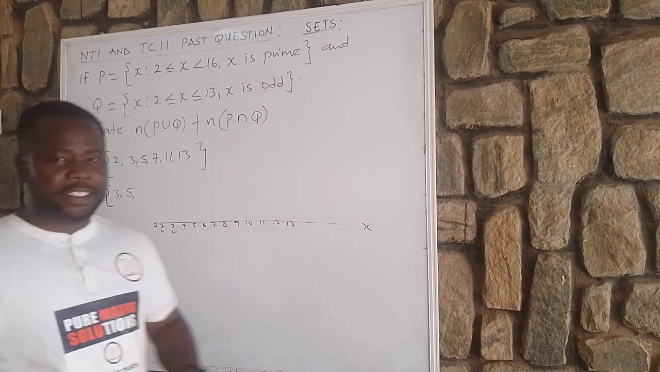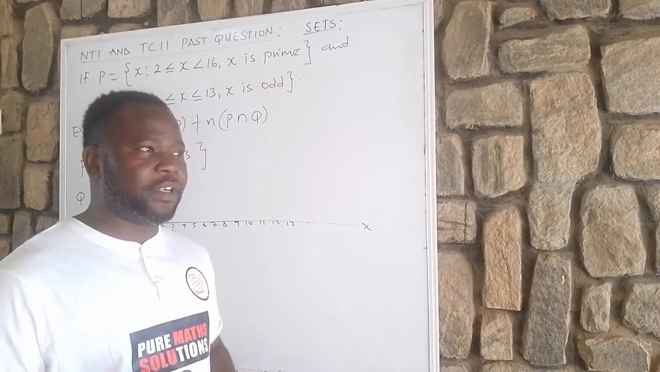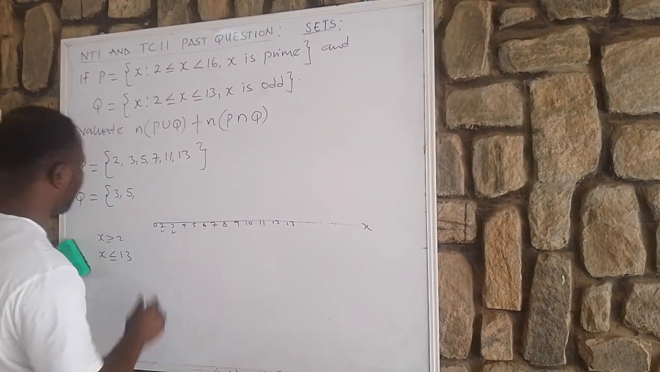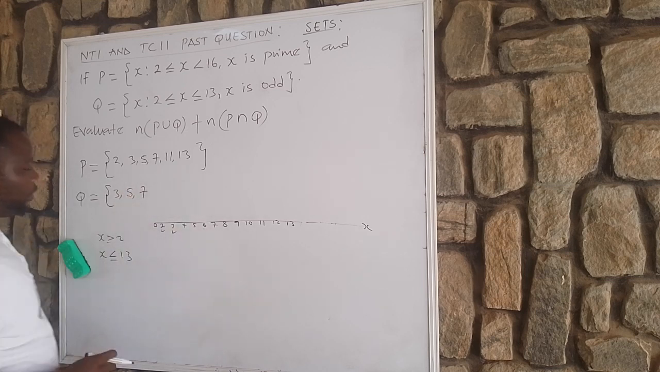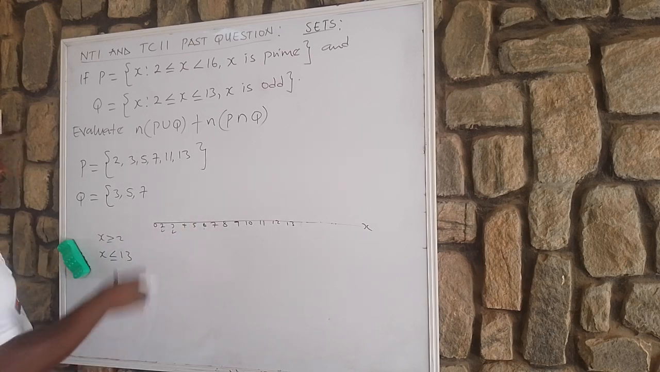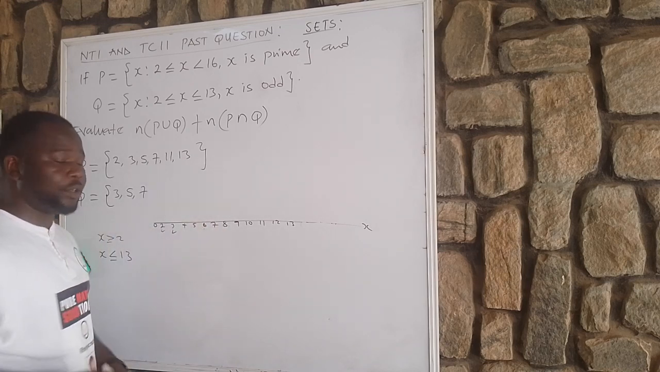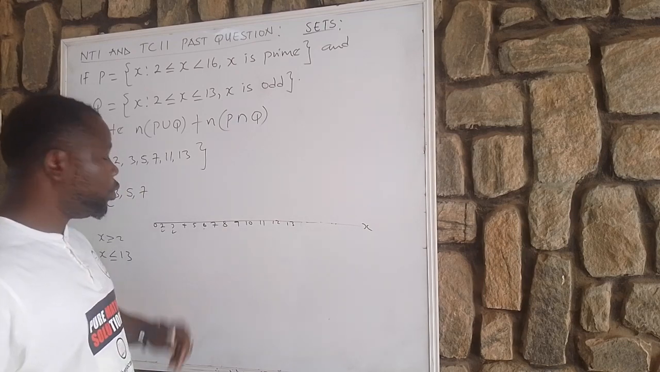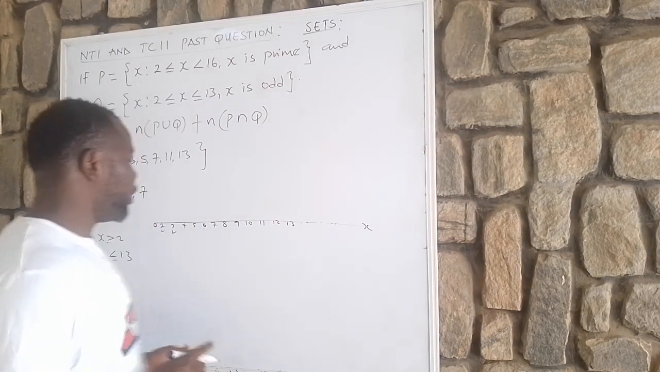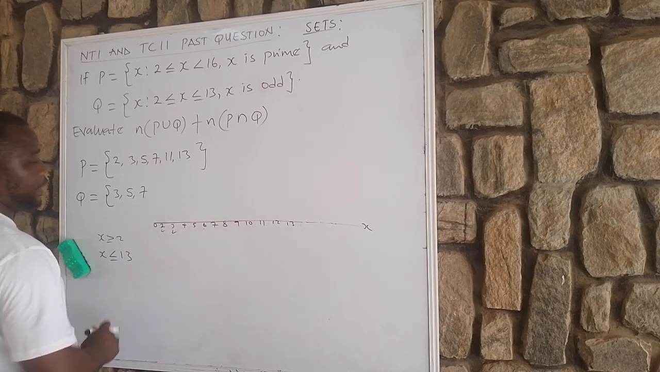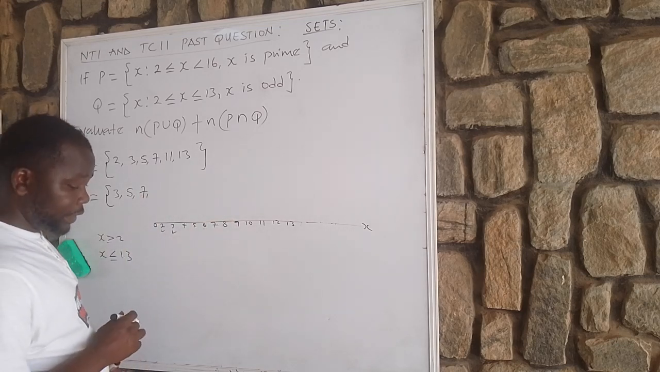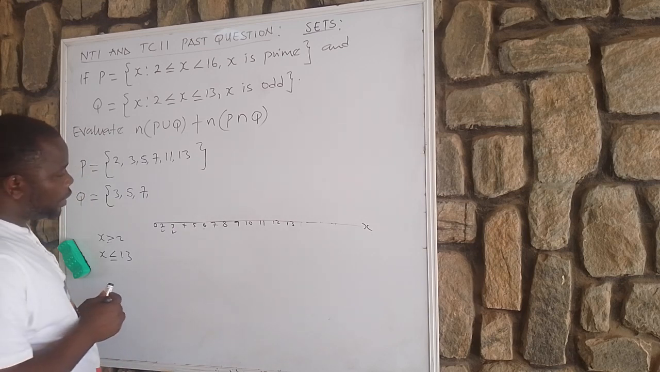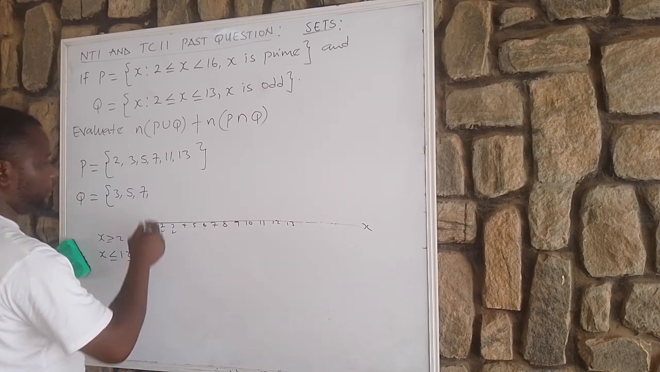Is 6 an odd number? No, 6 is not an odd number because it can divide 2. Is 7 an odd number? Yes, 7 cannot divide 2. Is 8 an odd number? No. 8 can divide 2. It is not an odd number. Is 9 an odd number? 9 is an odd number. 9 cannot divide 2.